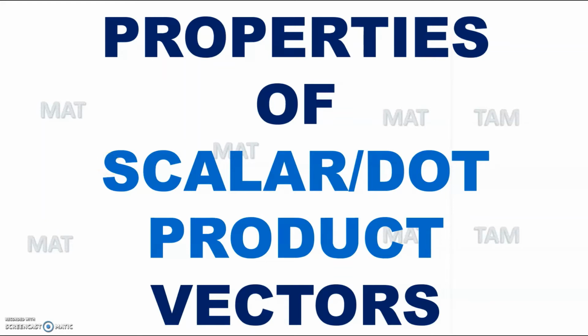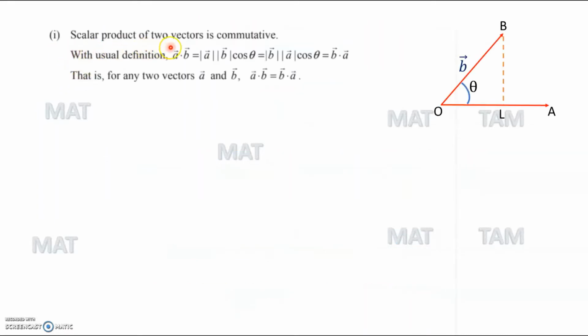In this video, we will see some of the properties of scalar dot product in vectors. The scalar product of two vectors is commutative, which means the vector A dot product with B will be equal to vector B dot product with A, and it can be easily illustrated with a simple illustration.